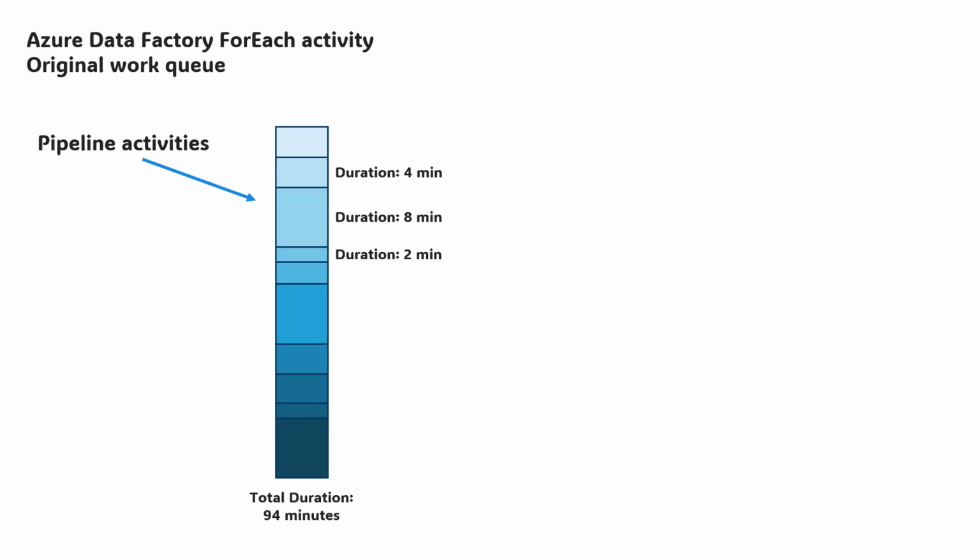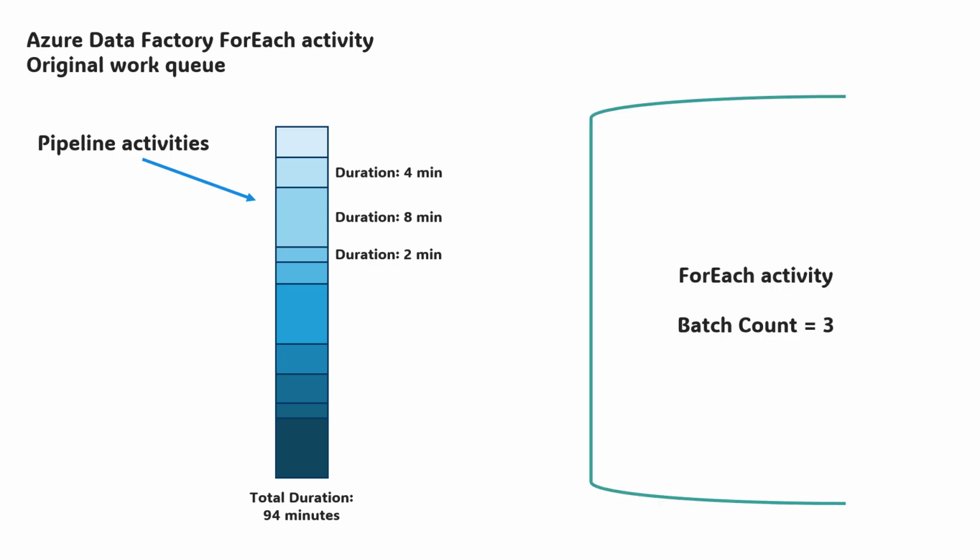If we were to execute this serially, let's say it takes 94 minutes. Now say we decide to run it through a for each activity with a batch count of 3. This means that at any given time during the execution of the for each activity, there are at most 3 child activities running. But it doesn't guarantee that 3 are always running. Let's talk about why.